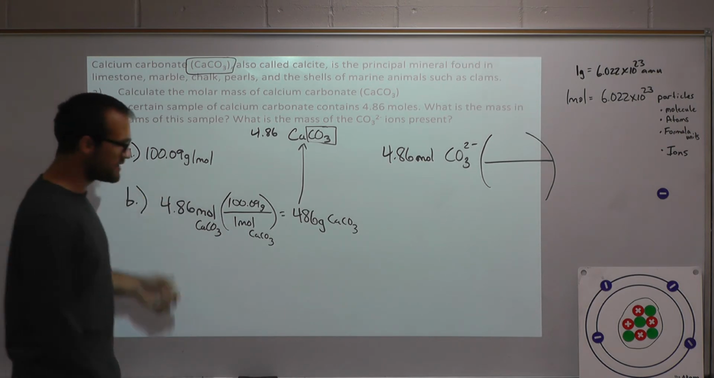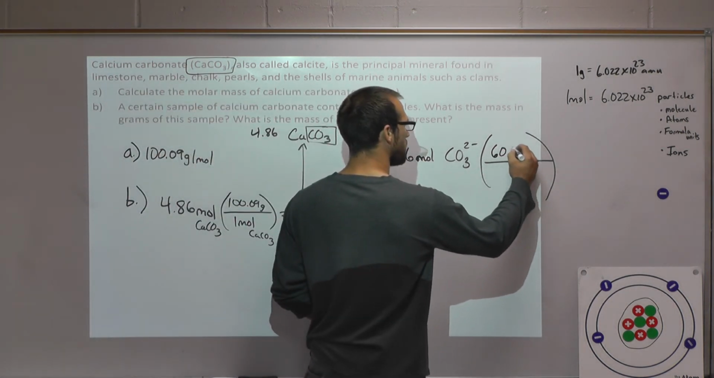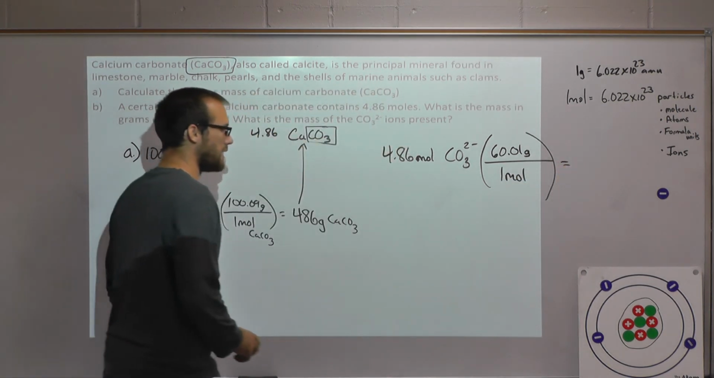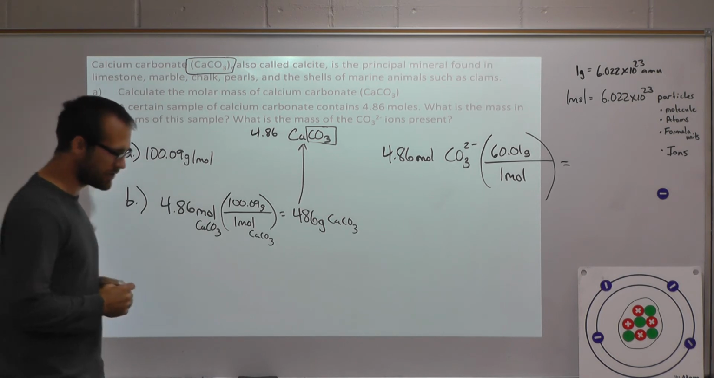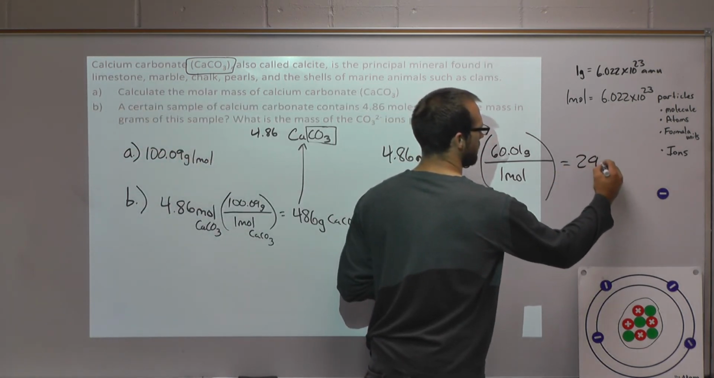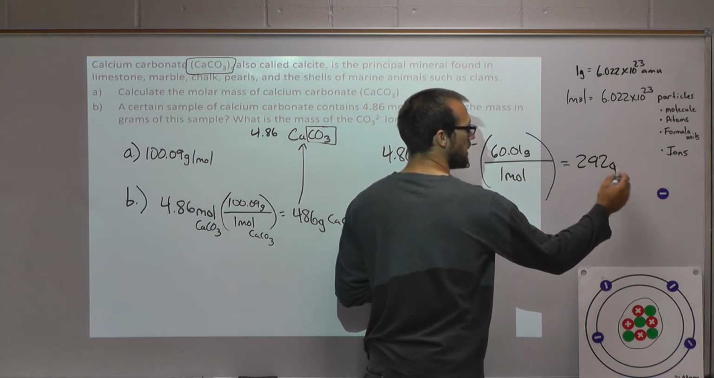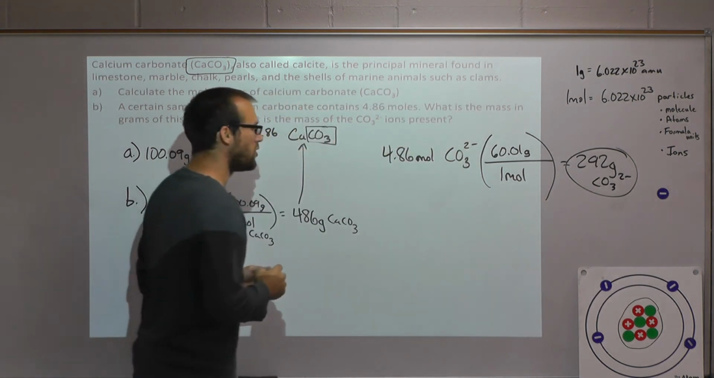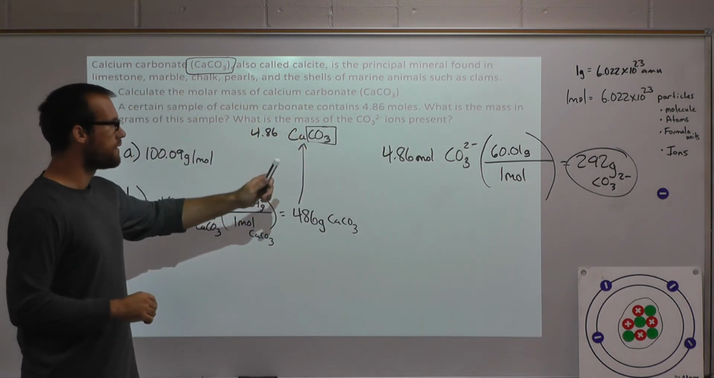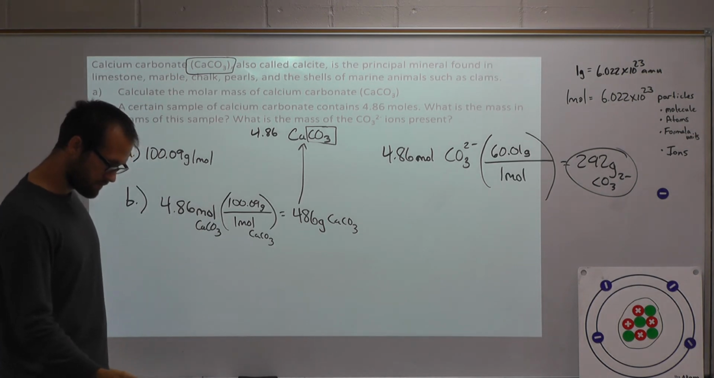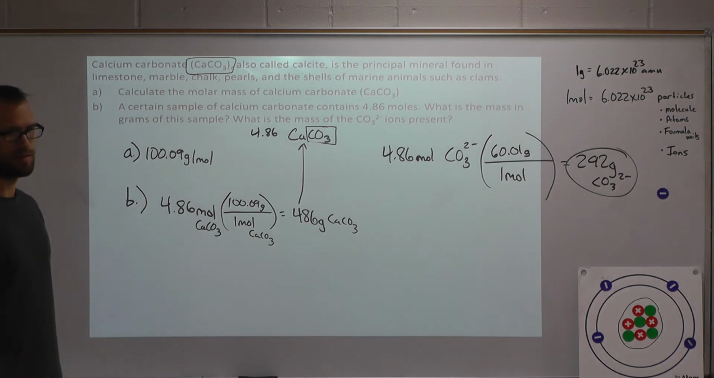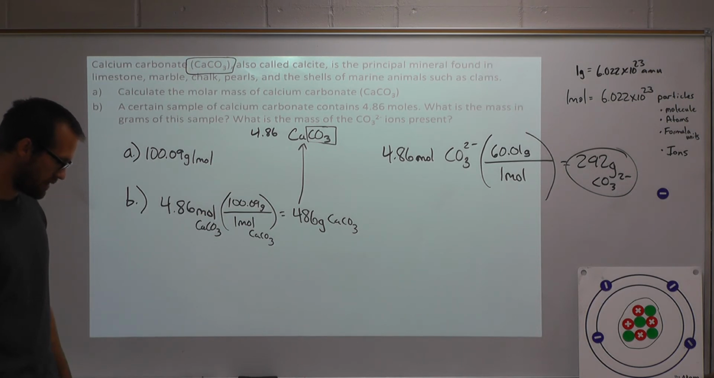And so that should be like 60.01. Yep. And then you should be able to multiply that and get your 292 grams of my ions. Now, you can use the proportion. That is fine. I think it's 91.9. I don't know. I mean, it's pretty similar. I wouldn't worry about that. Yeah. Okay.